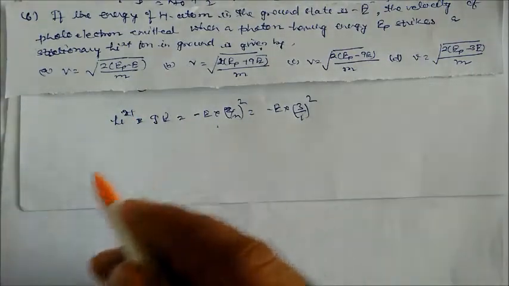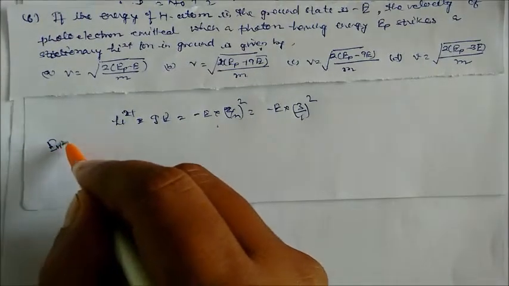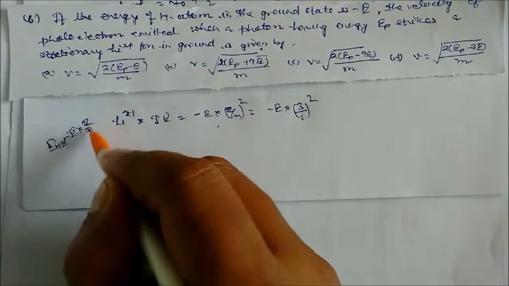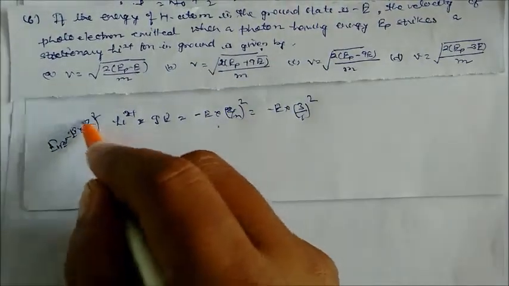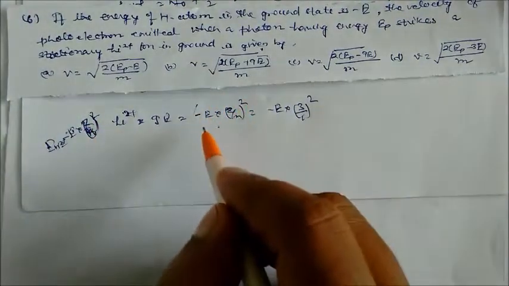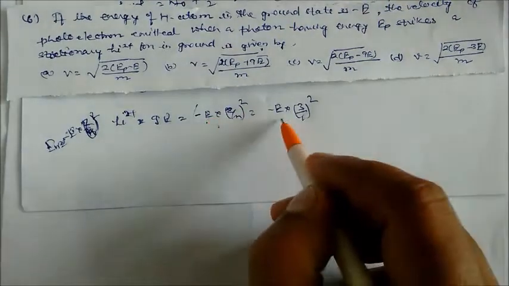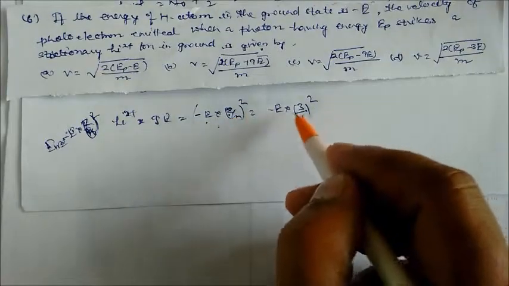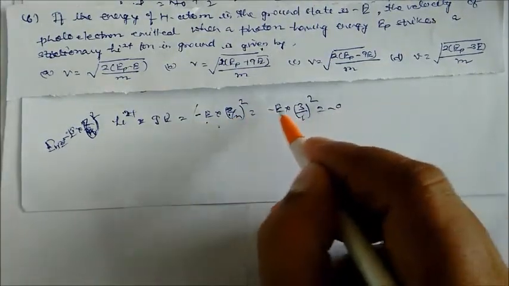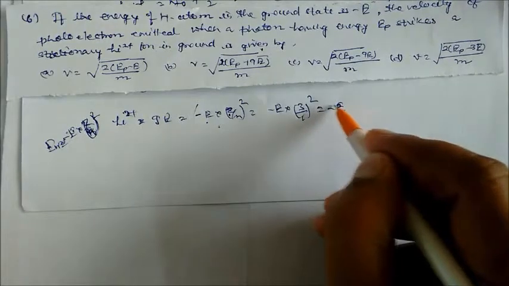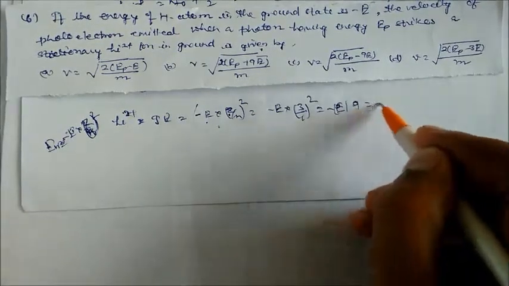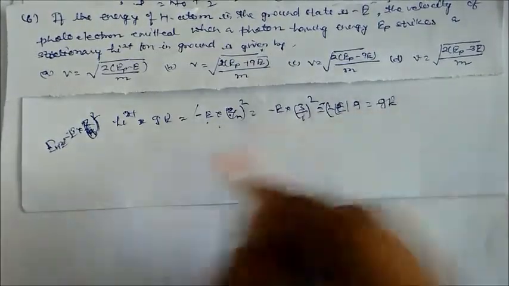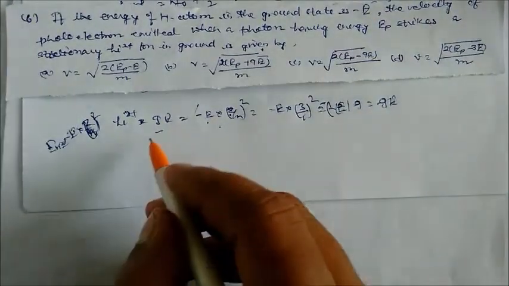Actually the formula is: energy of the nth orbit is minus E into Z square by n square. So this is basically the formula. Here we know the value of E. If you put the atomic number Z, that is lithium is 3, then 3 square is 9. So it becomes minus E into 9, which is minus 9E in magnitude. This becomes 9E, so 9E is the total energy.